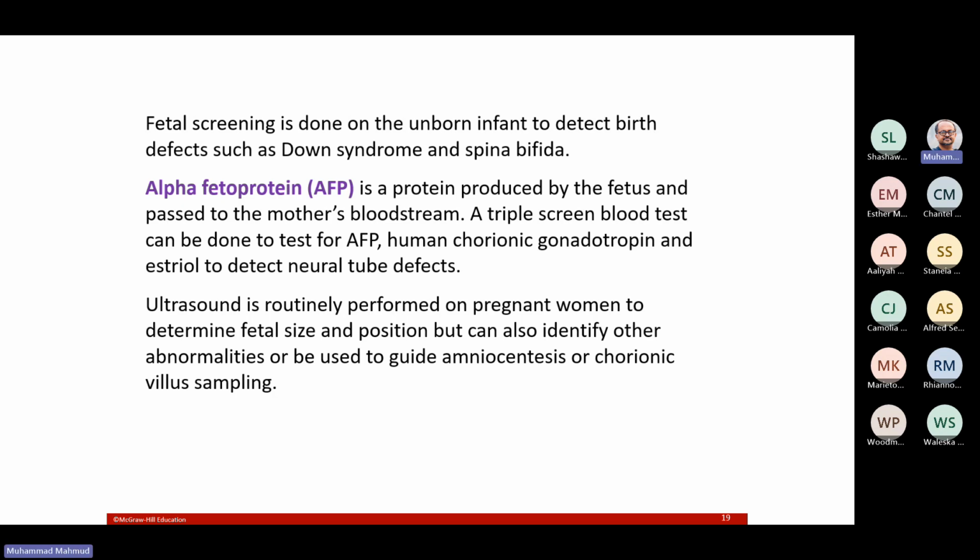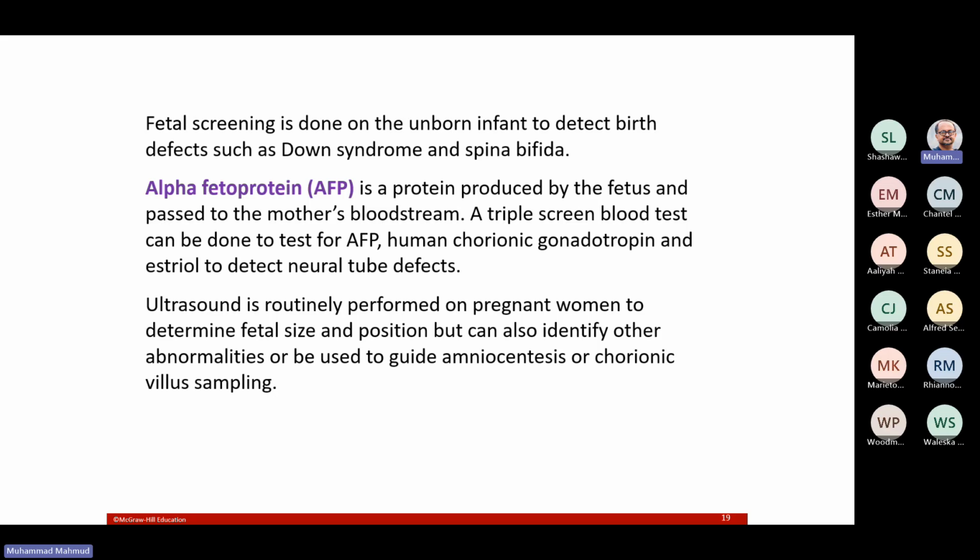Fetal screening, the unborn baby screening, is done to detect birth defects such as Down syndrome and spina bifida. One of the important tests is AFP, alpha fetoprotein, produced by the fetus and passed to the mother's bloodstream. Three tests are done together here: the triple screen blood test, for AFP, human chorionic gonadotropin, HCG, and estriol, to detect neural tube defects.